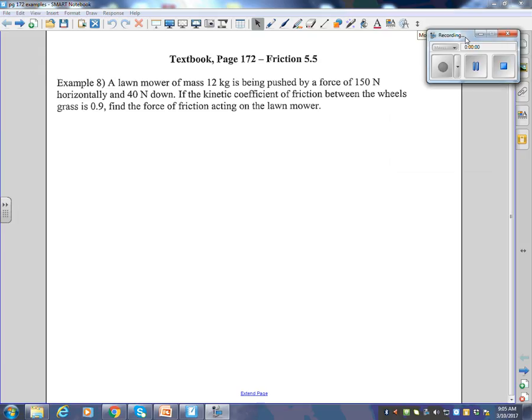All right. So here we are. This is page 172 in the textbook.